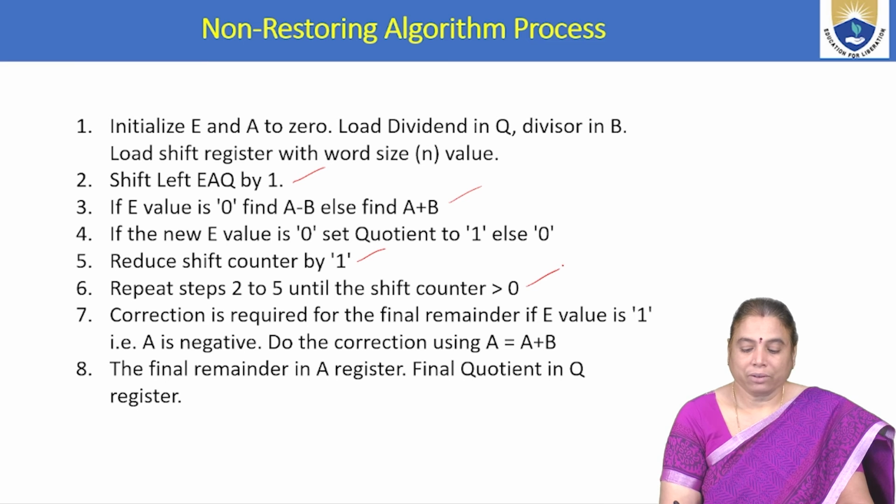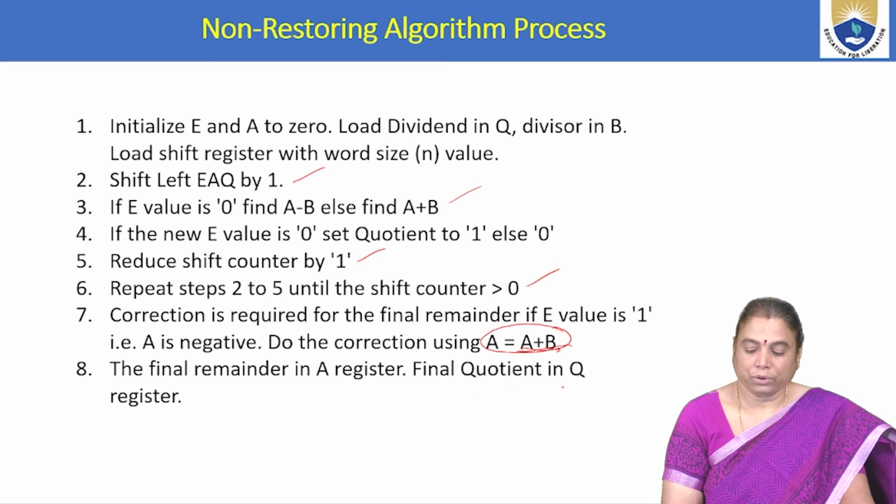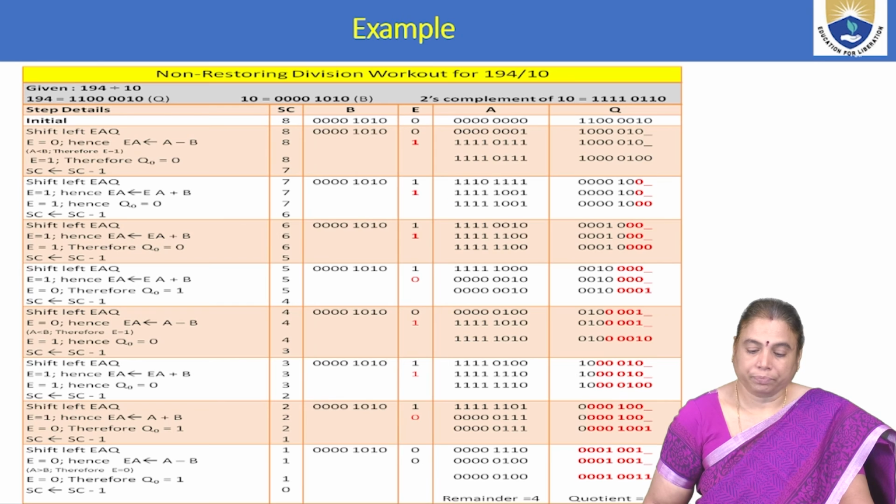Correction is required for the final remainder if the E value is 1, meaning A is negative. Do the correction by using the addition operation. So here the restoring is done at the final result. The final remainder is in the A register and the final quotient in the Q register. So this is the difference between the restoring algorithm and the non-restoring division algorithm.